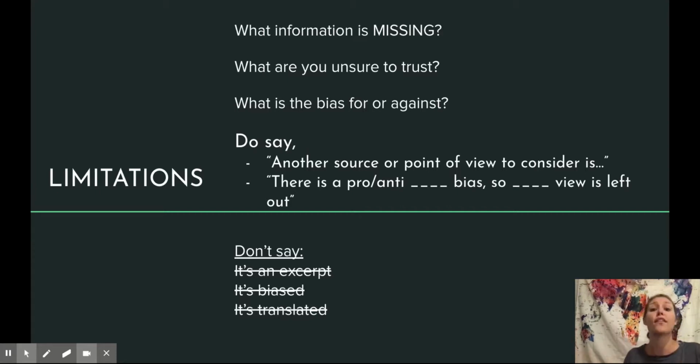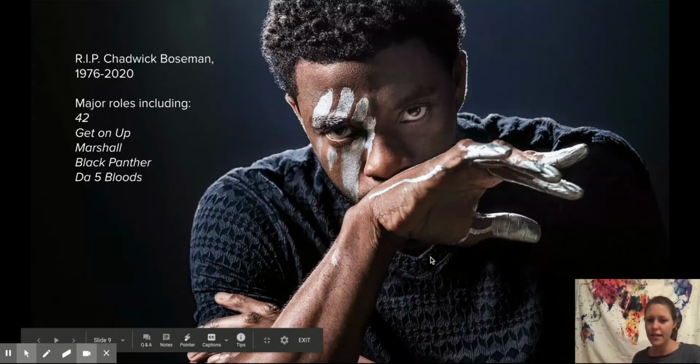So go beyond that. The point is that you want to show just how critically thoughtful you are. Don't say that something is biased, because we know we have to say what the bias is. So you could say it in the way that I have here with this stem. There's a pro or anti-blank bias. So consider this other viewpoint. You can also always know that a translation is not perfect, but that's kind of, again, obvious. So try and go beyond that and think about what the limitation is of a particular source. Okay, that's enough generalization. Let's apply this now.